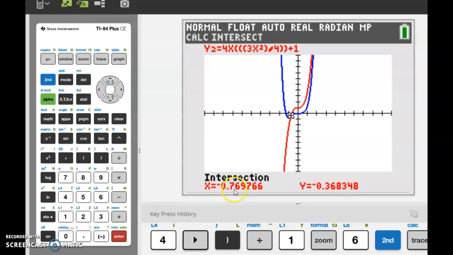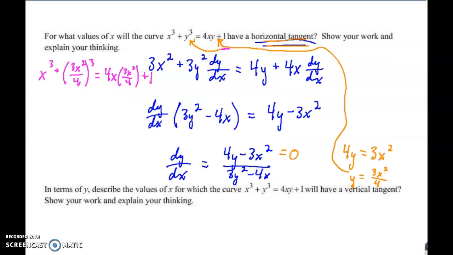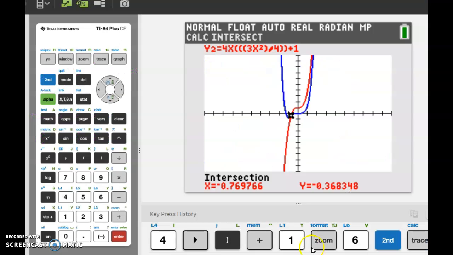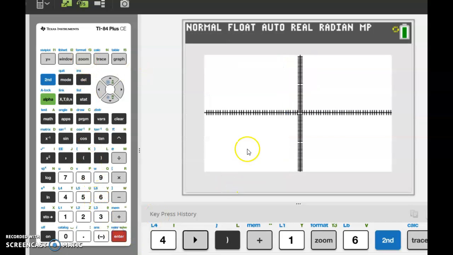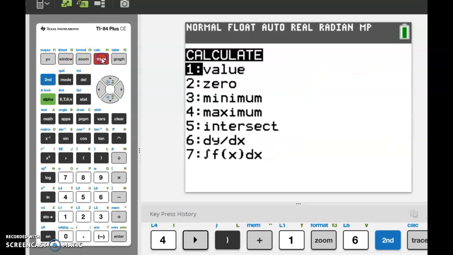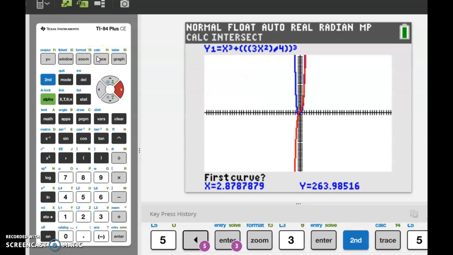So negative 0.770. Sorry, my marker tends to stick to the page. But I also think there's one more point of intersection if I zoom out. I think they intersect somewhere over here as well. So second, trace my point of intersection. About 1.732.